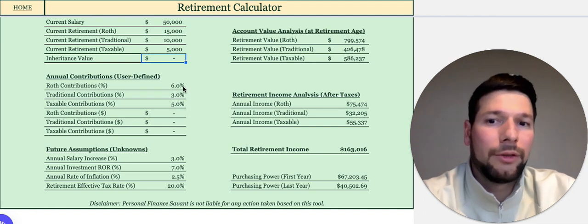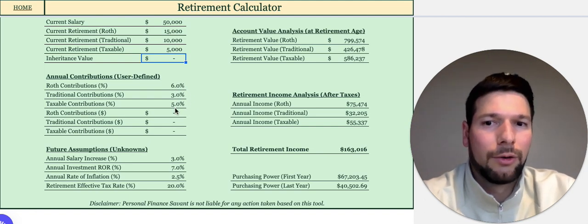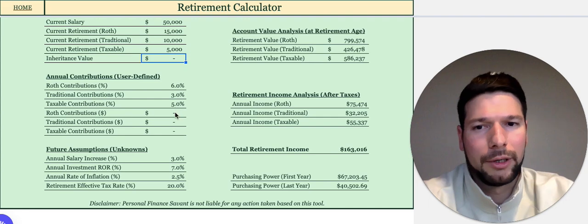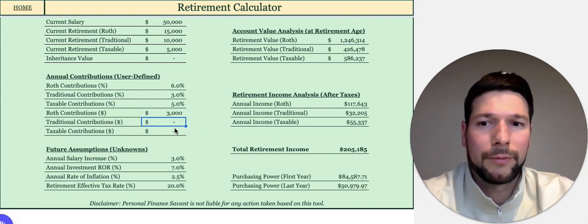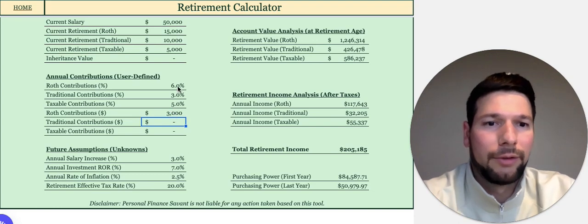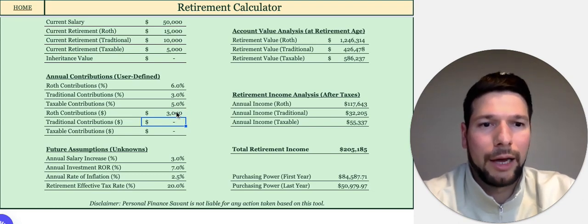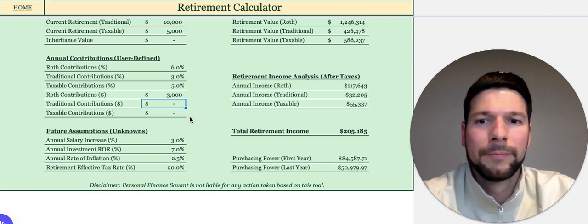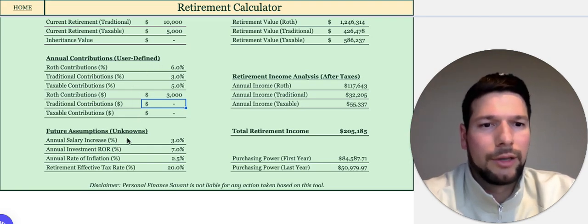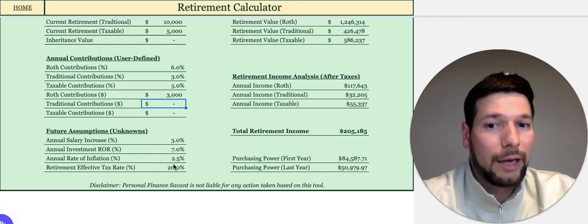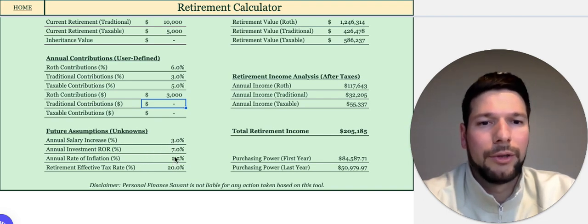And you can either do that on a percentage basis, or if you know, hey, I'm going to put in this exact dollar amount, you can do that instead, or you can do both. So I'm going to put in 3% of every dollar I make, plus I'm going to add an extra $3,000 as well each year. And then you put your future assumptions. So these are unknowns. Take your best guess. I put some reasonable guesses already in here, but you can tweak these as well.